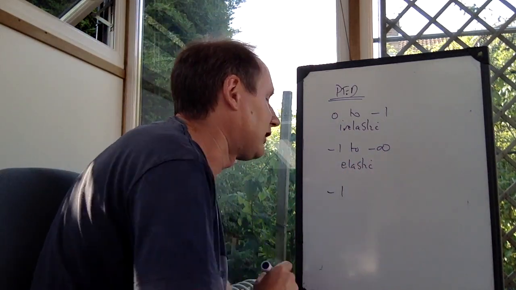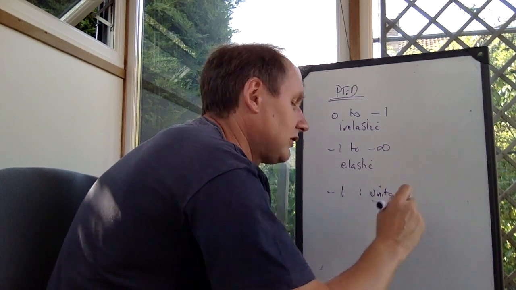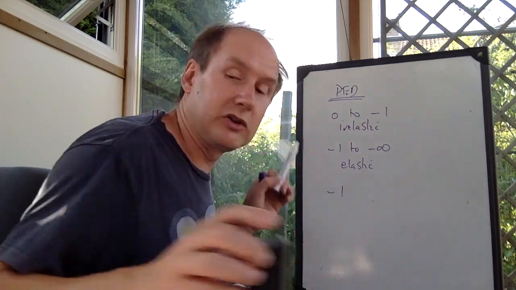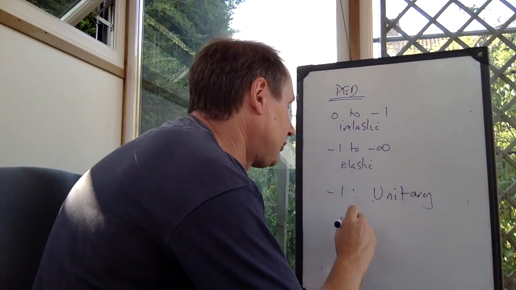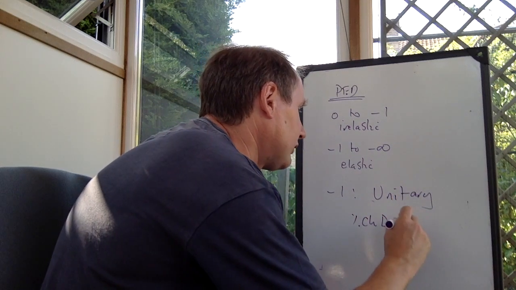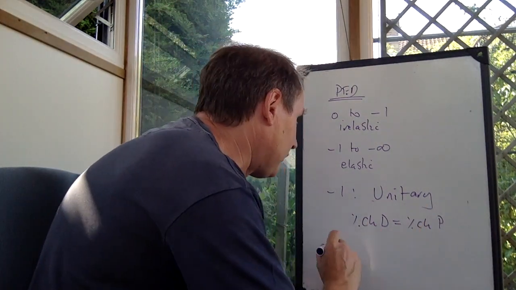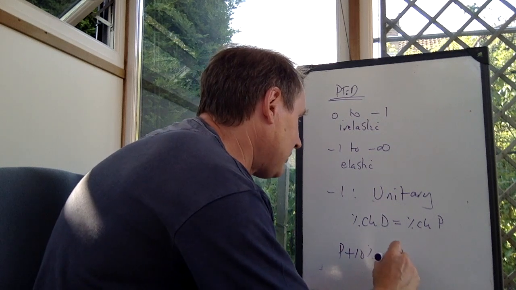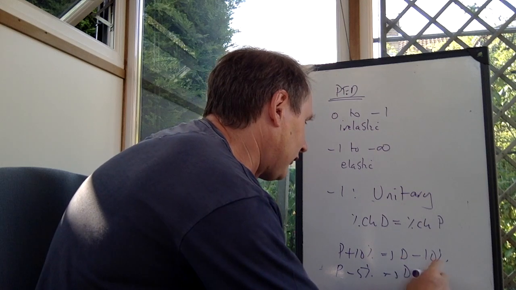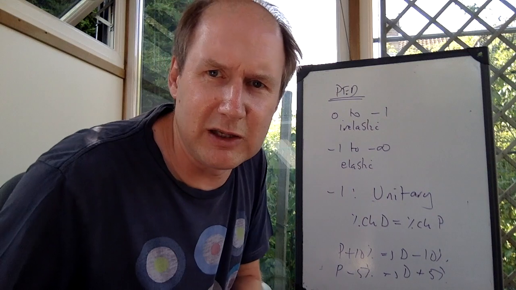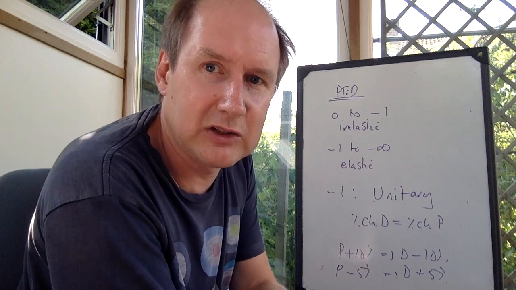If it's precisely -1, then that's sometimes called unitary elasticity. Sorry, you won't be able to read that properly. It's called unitary elasticity. And all that means is that the percentage change in demand equals the percentage change in price. So they cancel one another out. If price goes up by 10%, then demand goes down by 10%. If price goes down by 5%, then demand goes up by 5%. And that's what unitary elasticity means. It's quite unusual to find that. It's a bit of a coincidence, but it's neither elastic nor inelastic, so it has its own name, which is unitary.